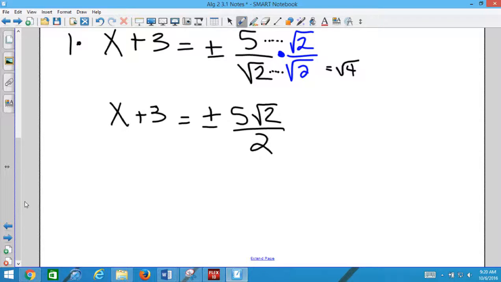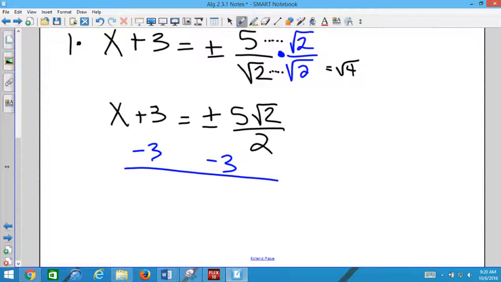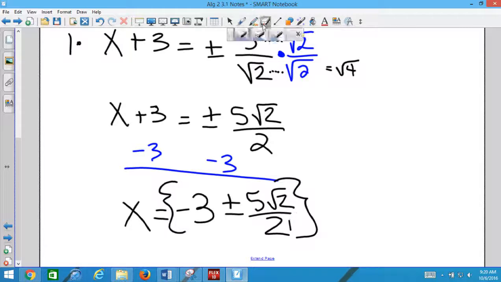We're going to subtract 3. And order-wise, we always write the number that is by itself without the radical first. So I'm going to write x equals, then that negative 3 first, then plus minus 5 radical 2 over 2. That's more than one answer, so I'm going to put it in fancy brackets.